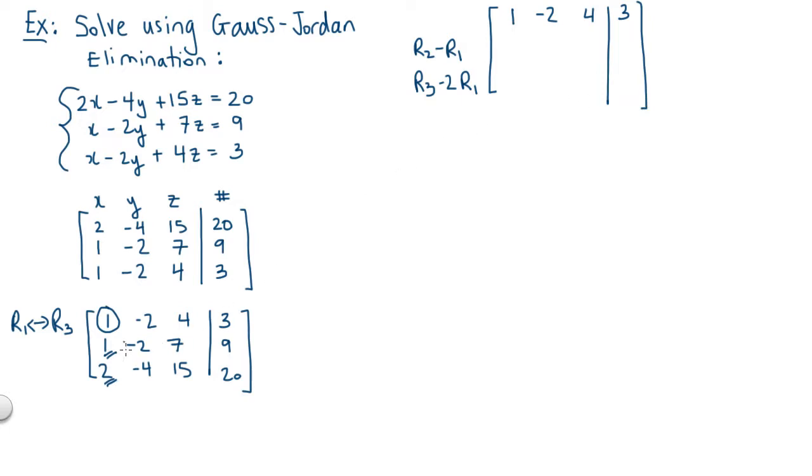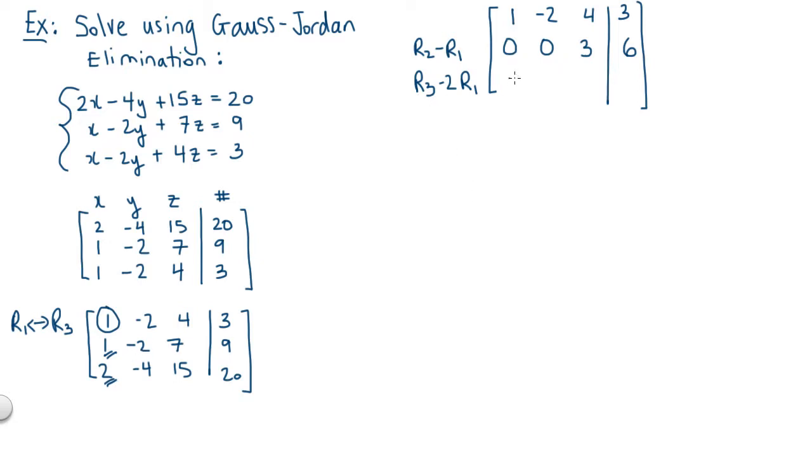So first row is not going to change. And if we do row 2 minus row 1, we're going to get 0. -2 minus -2 is going to be 0. 7 minus 4 will give us 3. And 9 minus 3 is going to give us 6.